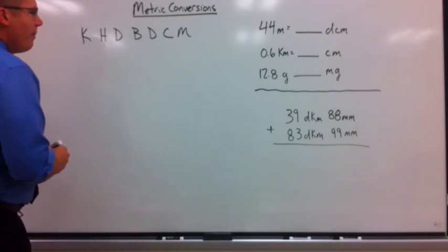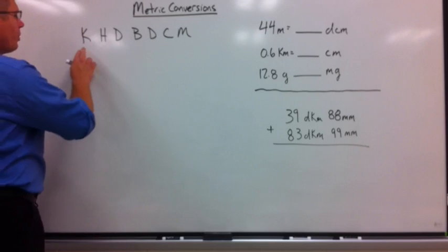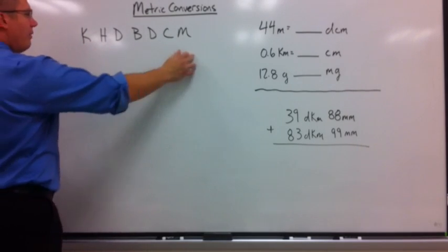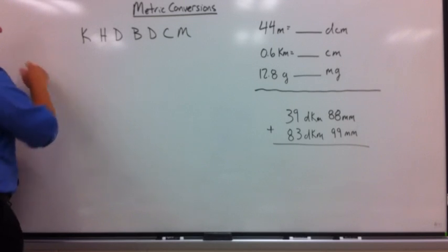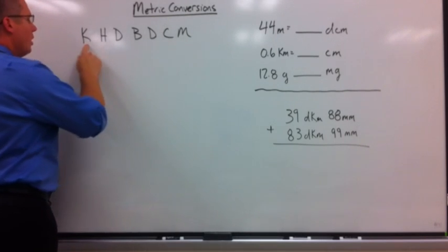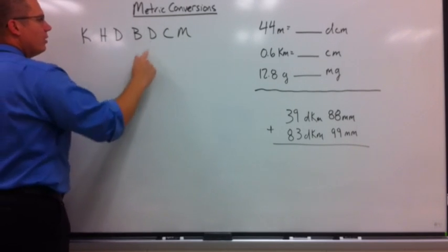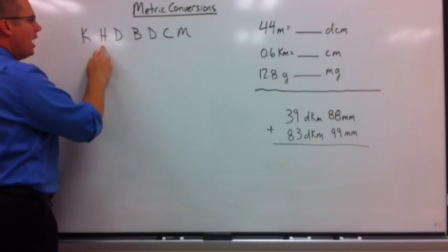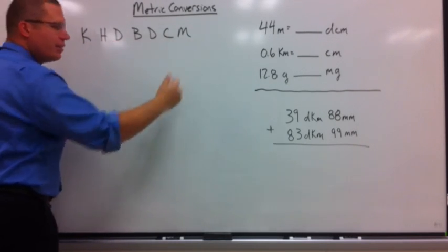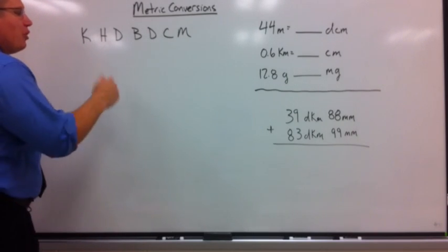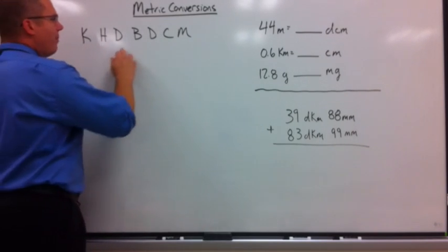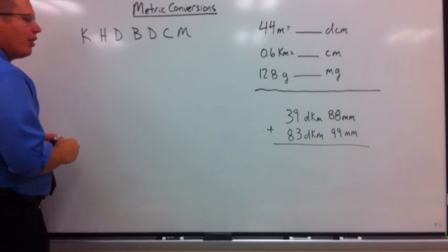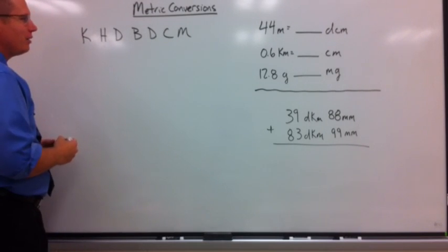In order to understand the metric conversions, we must be able to memorize these 7 letters in order from left to right. The easiest way is to make a sentence. Make a word for each letter and make a sentence out of it. King Henry, etc., etc. And if you pause the film and work to make a sentence that makes sense to you, the crazier it is, the more it makes sense.